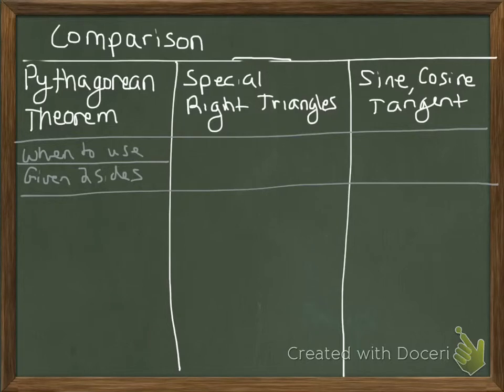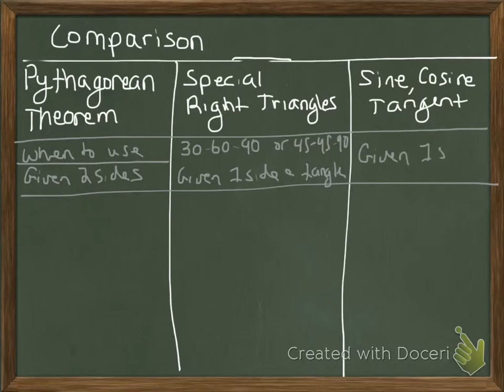We use special right triangles when it's a 30, 60, 90, or a 45, 45, 90, and we're given one side and one angle. But one of those angles has to be 30, 60, okay? And then for sine, cosine, and tangent, it can be any angle measure, but we have to be given one side and one angle. Now, all of these, as of right now, we will add to it later.